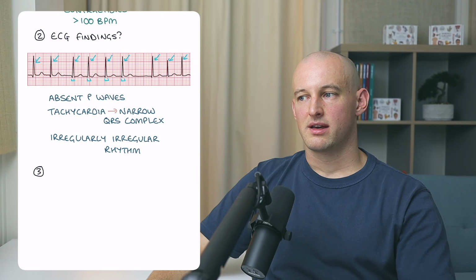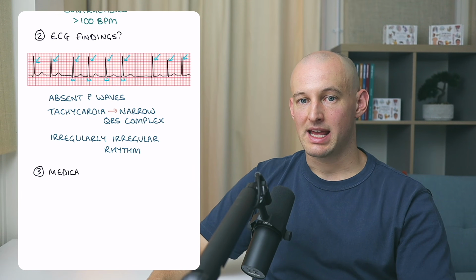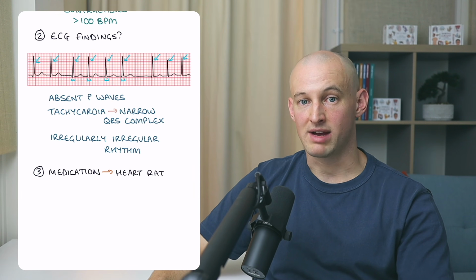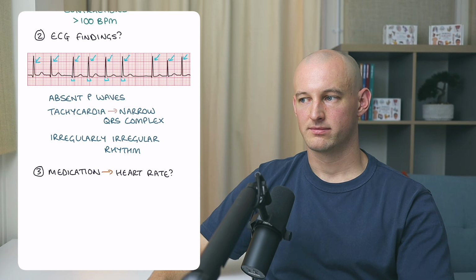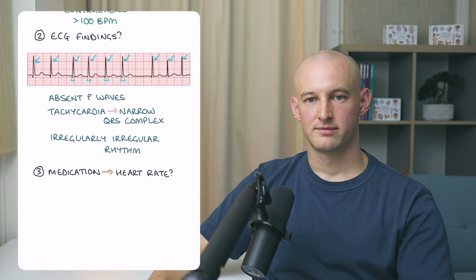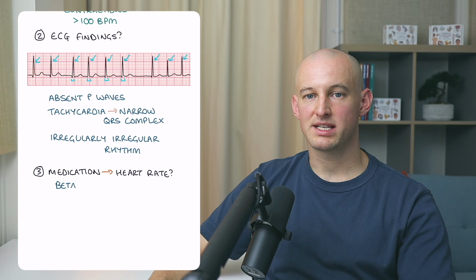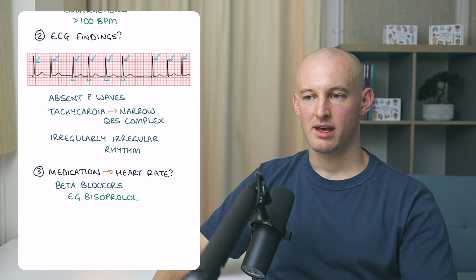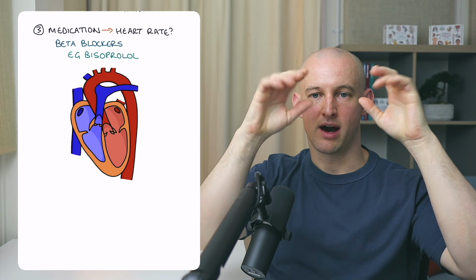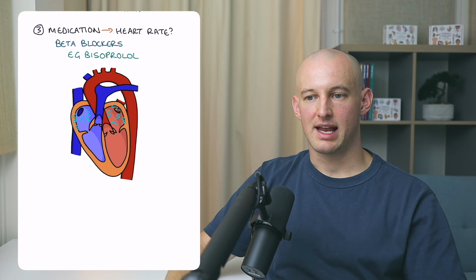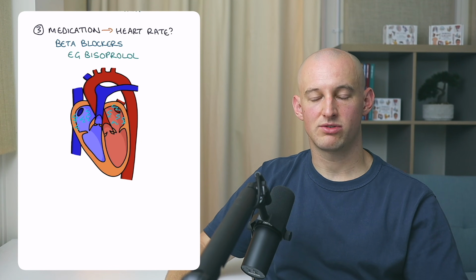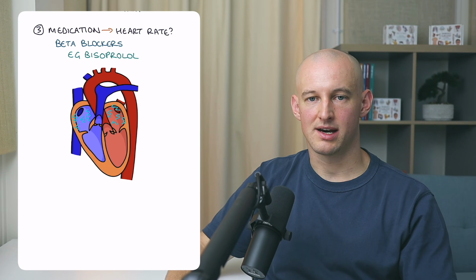The third question is, what's the first line medication to control the heart rate? The first line is beta blockers, for example, bisoprolol. Now, if you imagine that the atria at the top are contracting completely randomly, they're not really functioning at all, and the purpose of the atria is to fill the ventricles with enough blood that when the ventricles squeeze, they pump lots of blood out of the heart.